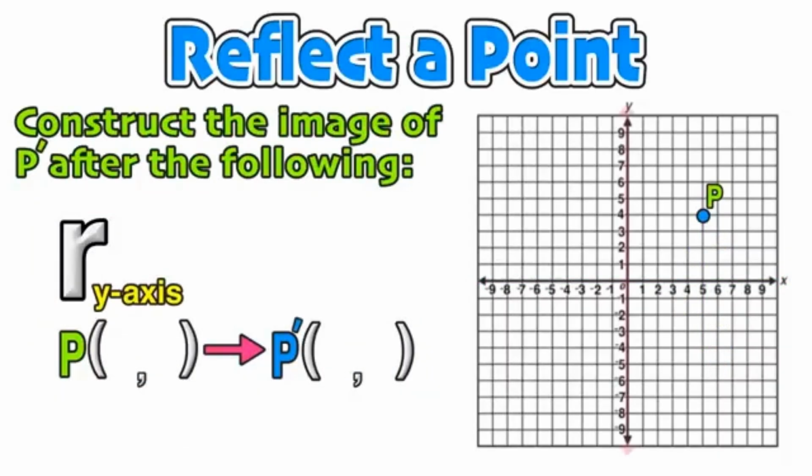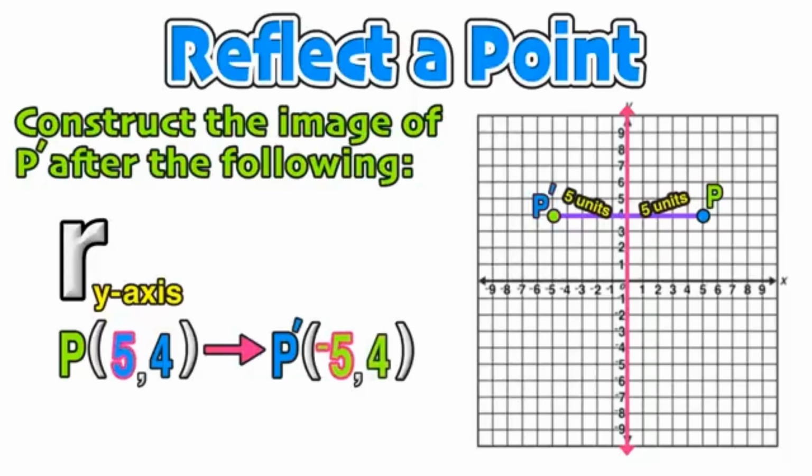Now we can take a look at taking that same point P and this time reflecting it over the y-axis. Our approach here is still the same. We're going to count how far away the point is from the line of symmetry, in this case 5 units. Then we can count the same amount of units on the other side of the line of reflection and plot the point P prime. The coordinates of this image are -5, 4.